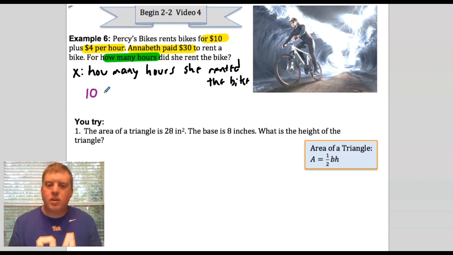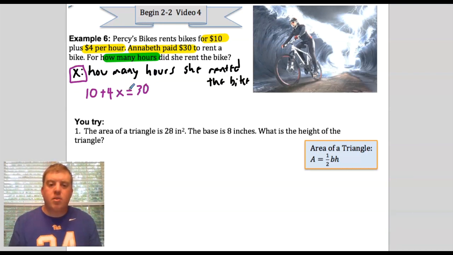Now, that's the part that we don't know, so what I'm going to do is use that x that I defined earlier to help show what that's going to be. So we don't know how many hours she rode, but we know for each hour that she rode, she had to pay an additional $4. So that's going to be 10 + 4x. Now we also know that she paid a total of $30. That's how much it costs to include the $10 rental fee plus the $4 an hour.